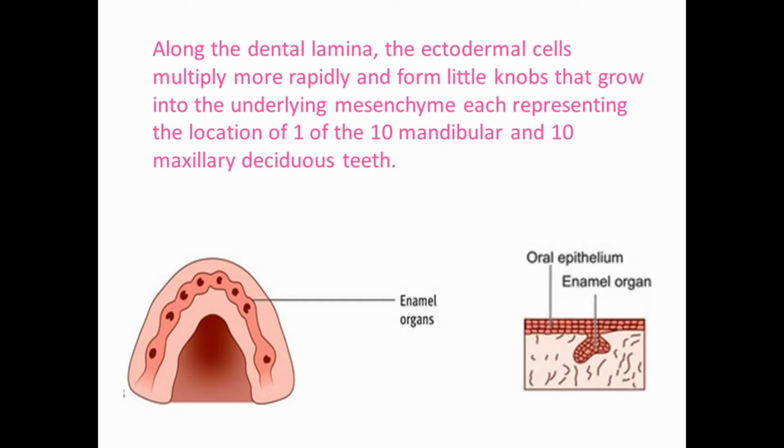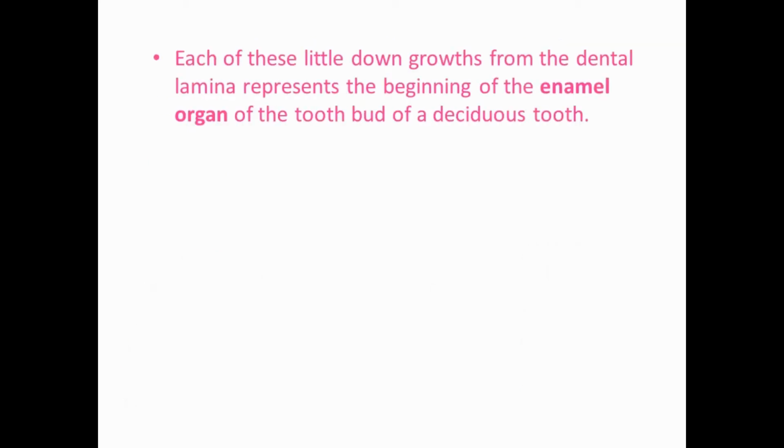Here again is a histological diagram which shows the upper epithelium, and this is the enamel organ that is emerging from the oral epithelium. Each of these little downgrowths from the dental lamina represents the beginning of the enamel organ of the tooth bud of a deciduous tooth. So these downgrowths from the dental lamina are the enamel organs. They represent the beginning of deciduous tooth formation.